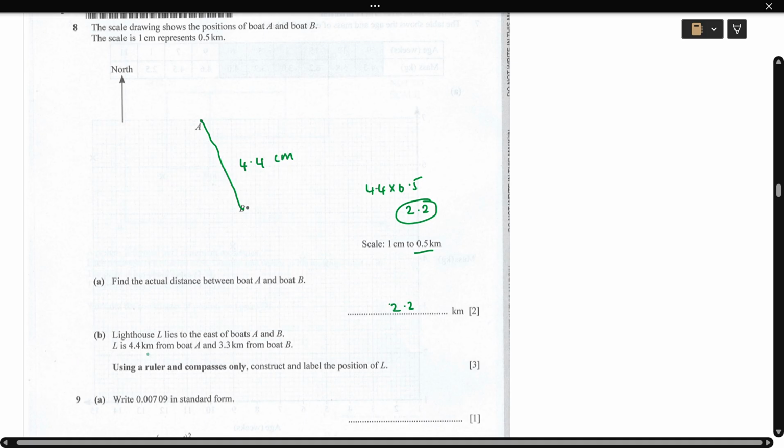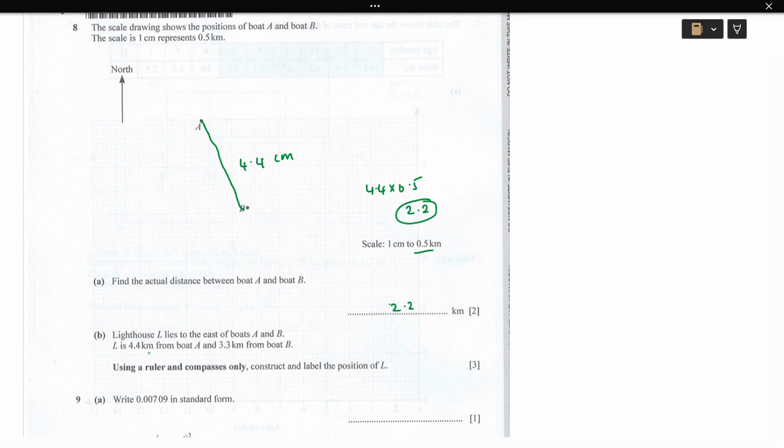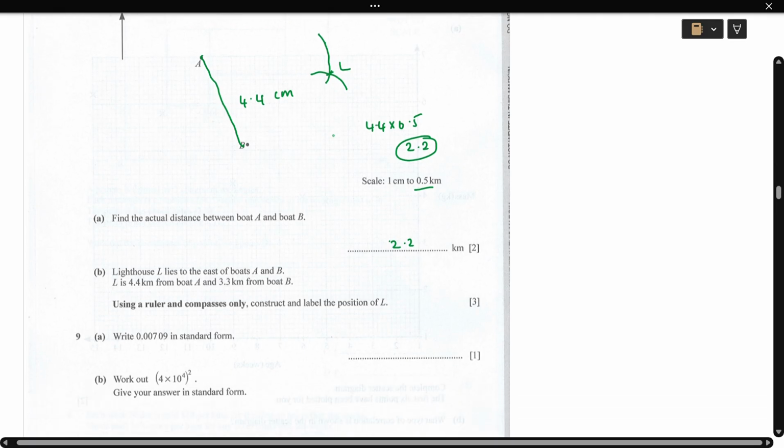Okay, so next, a lighthouse L lies between boats A and B. L is 4.4 kilometers from boat A and 3.3 kilometers from boat B. So we are using the ruler and compass. You need to take a measurement of 4.4, then fix the needle here and just draw a curve. Next from here 3.3 curve. So when they intersect, that is the L point.